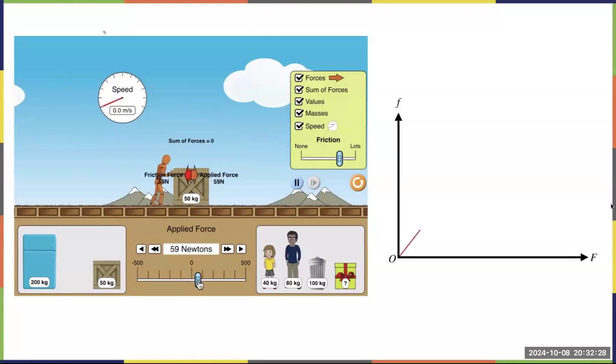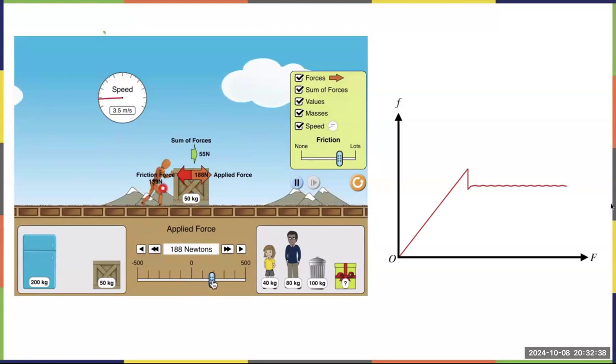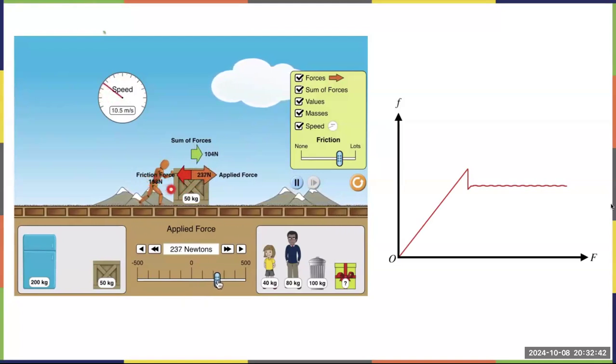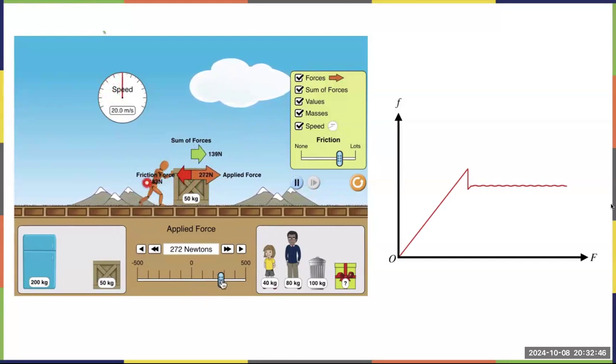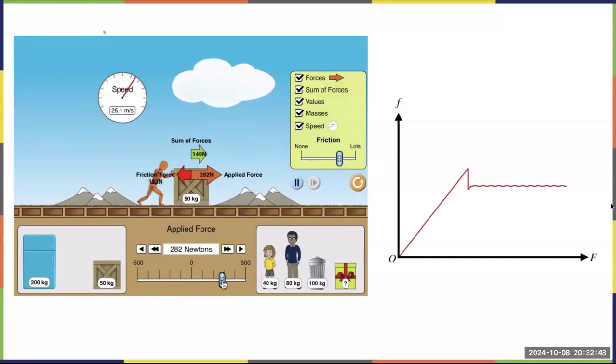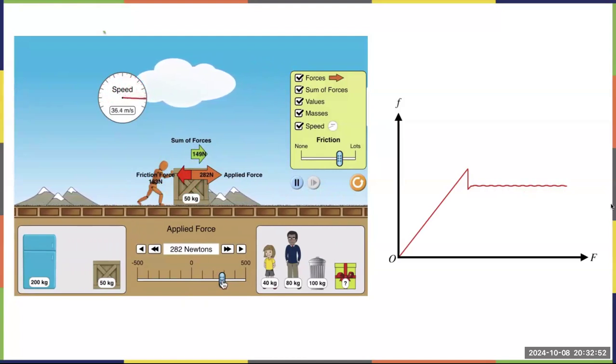Right. So as you can see in these animations, my friction forces are increasing, increasing, increasing. And then once it starts moving, it decreases to a value of 130 Newton, and the more force I'm applying, my kinetic friction force does not change. So that's what this graph represents. Make sense?